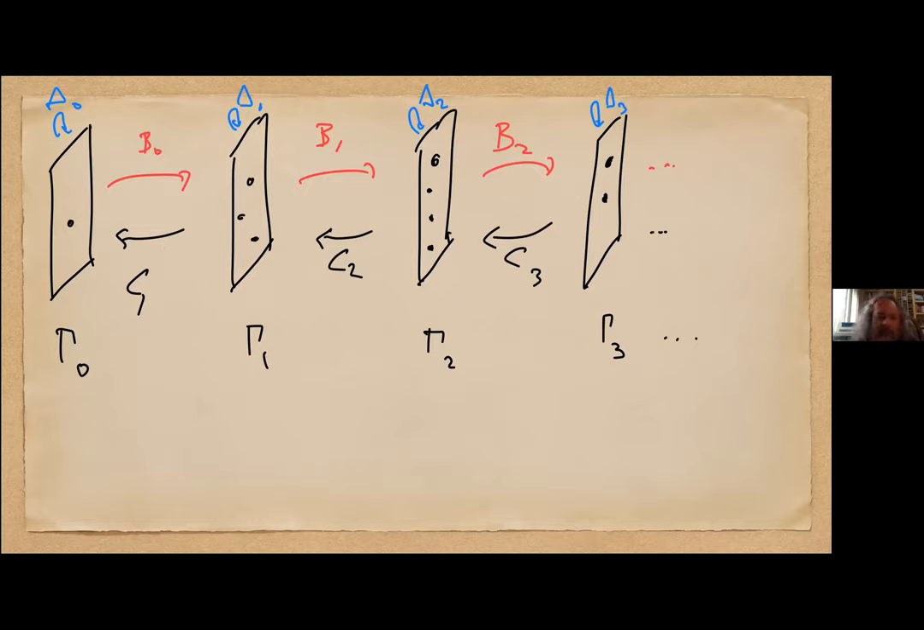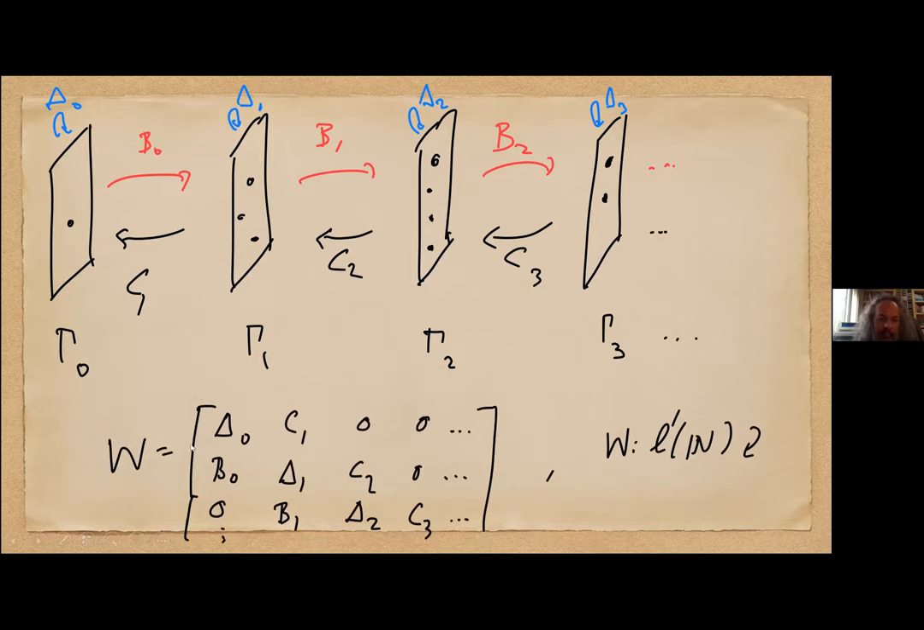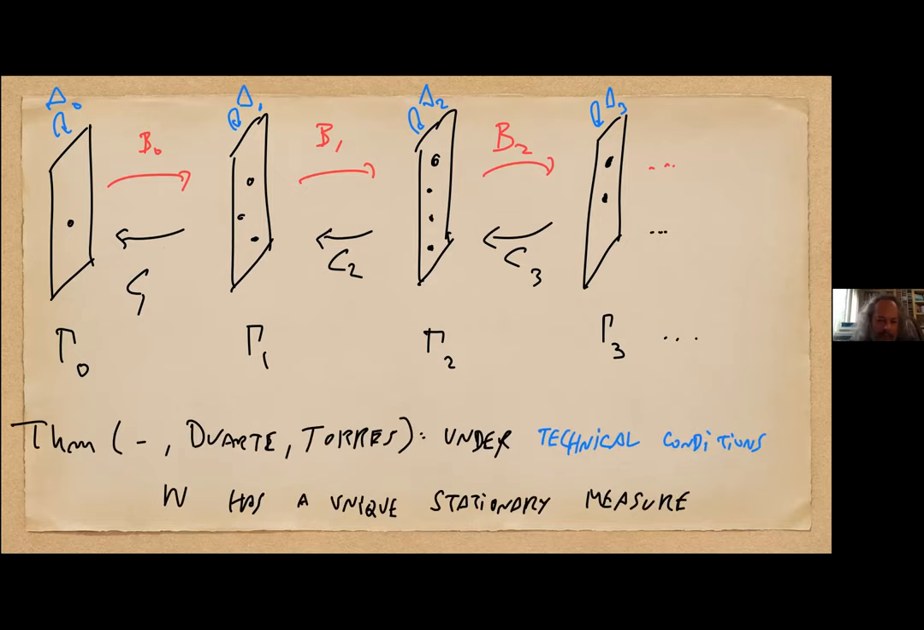Okay. So the idea is to consider exactly the problem of stationary measures in this more general setting. And now the operator W is something like this. This is a tridiagonal operator. We have here the deltas, we have the C's and the B's. So it's still an operator acting on this Banach space, and we would like to find stationary probabilities. So the theorem, in collaboration with Pedro Duarte and Joana Torres, says that under some technical conditions, this operator has indeed a unique stationary measure. So that's the main result we would like to tell you.